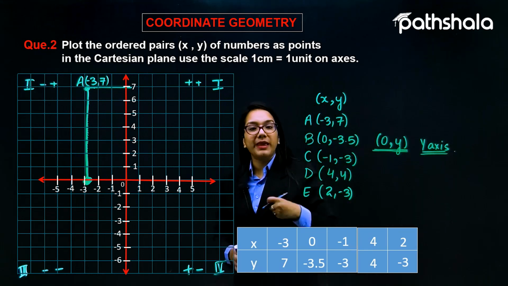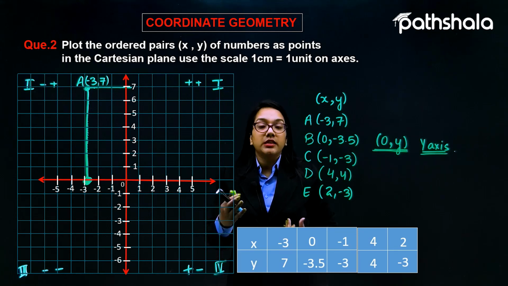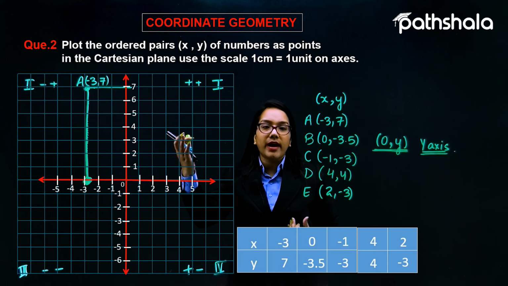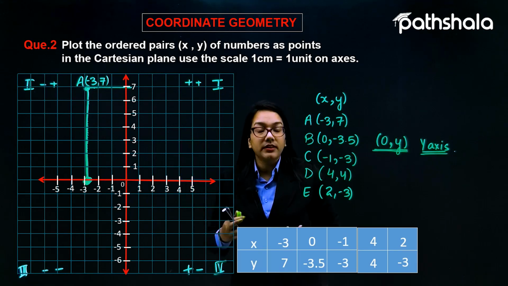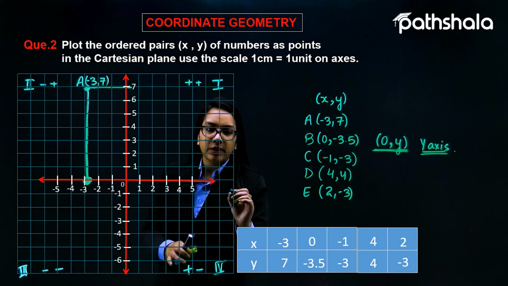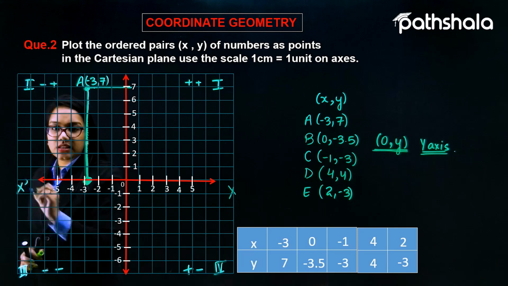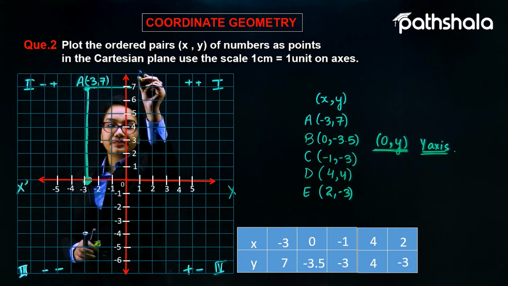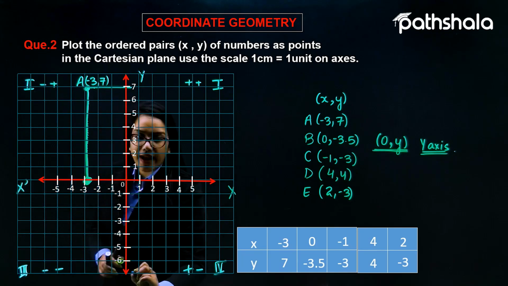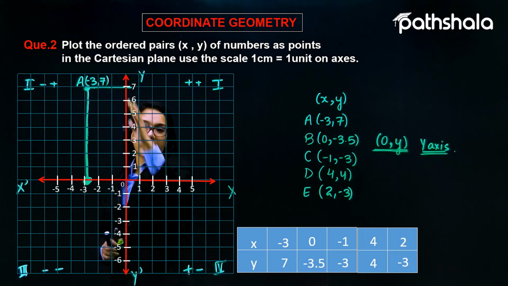Depending upon y being positive or y being negative: if it is positive, then it will lie on the positive y-axis, and if it is negative, then it will lie on the negative y-axis. And we always remember that this is x, this is x dash, this is y, and this is y dash. So this is the negative y-axis, this is the positive y-axis.